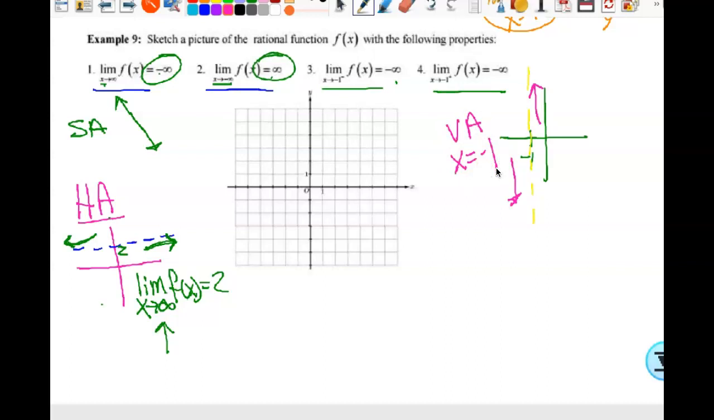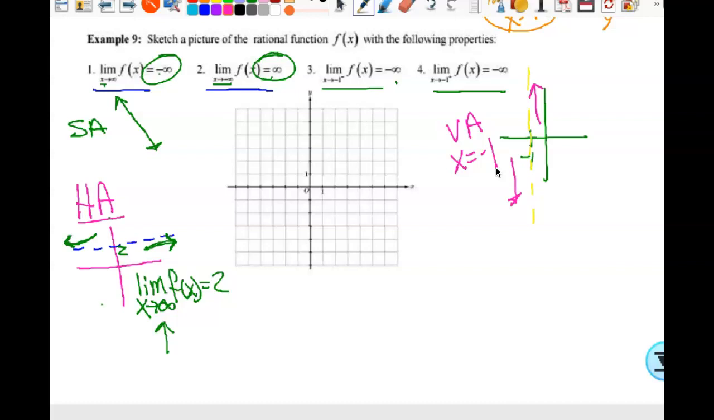So very specifically, I can talk about the vertical asymptote. My slant asymptote, the only thing I know is that it has a negative slope, okay? Everybody okay with why it's a negative slope? Do we know exactly where it is and what the slope is? No, okay, but that's okay.